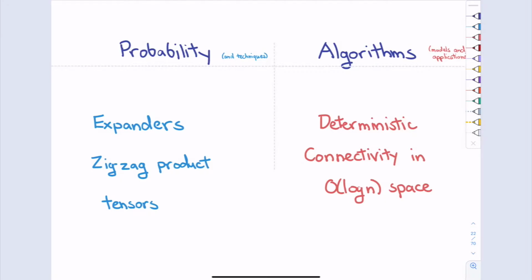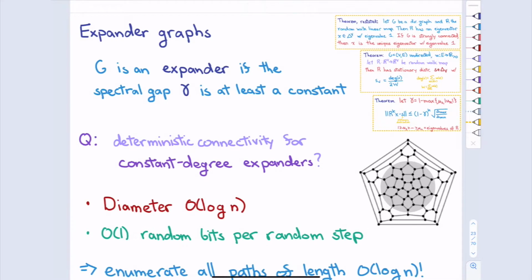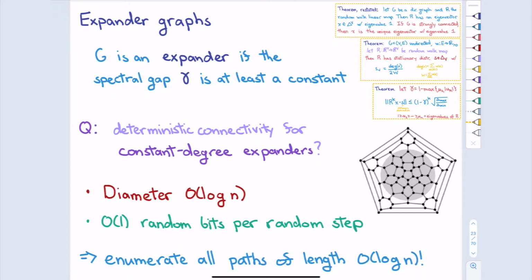So the goal is to figure out connectivity in log n space. We already knew we could do random walks to solve this problem in log n space, but we wanted to de-randomize it. And that's when we introduced quite a lot of interesting ideas last class.